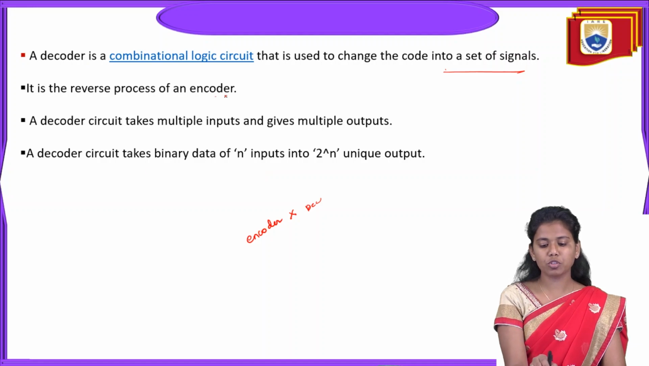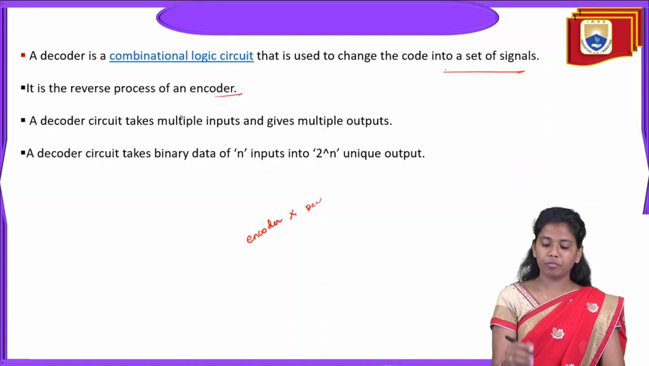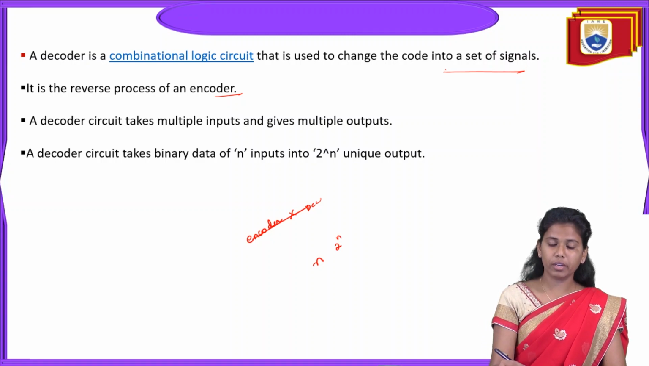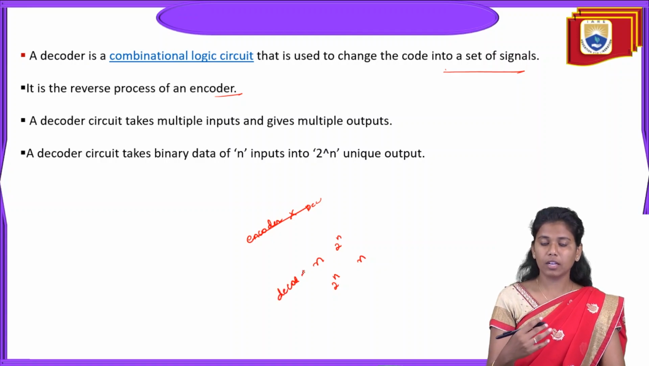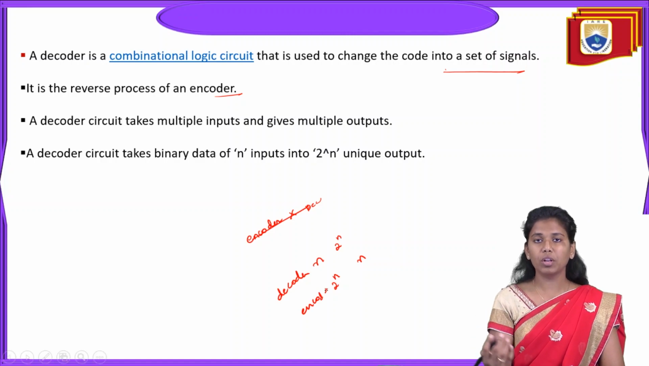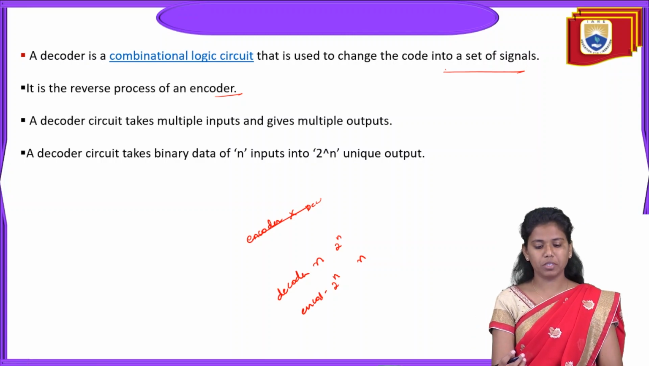So it's a reverse process of the encoder. The decoder takes n inputs and gives 2 power n outputs, whereas the encoder takes 2 power n inputs and gives n outputs. So the quite opposite of the decoder is the encoder. The encoder considers 2 power n inputs and we observe n outputs, right?